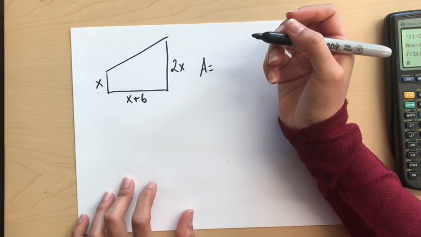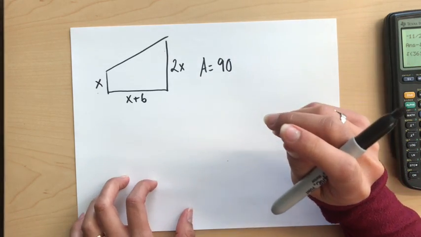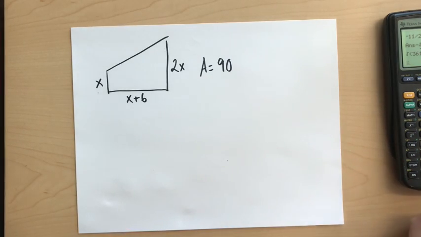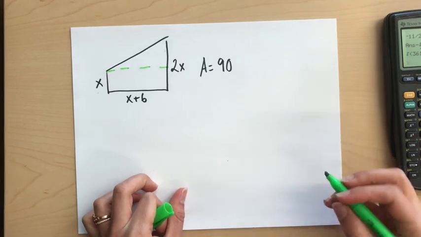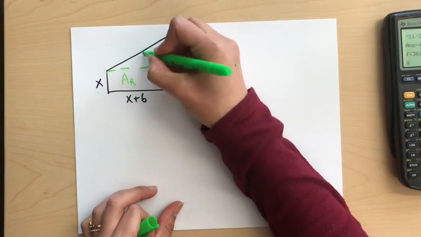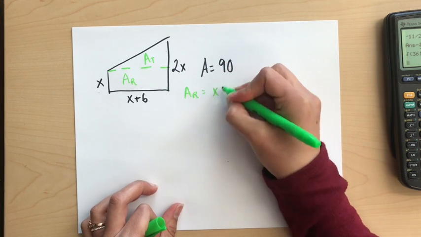Okay, so I need to find the area of this trapezoid. I have x, 2x, x plus 6. The area of the trapezoid, actually, they tell me, is 90. Okay, but I need to figure out what x is. So first I'm going to divide this shape up into a triangle and a rectangle. And the total area will just be the area of the rectangle plus the area of the triangle.